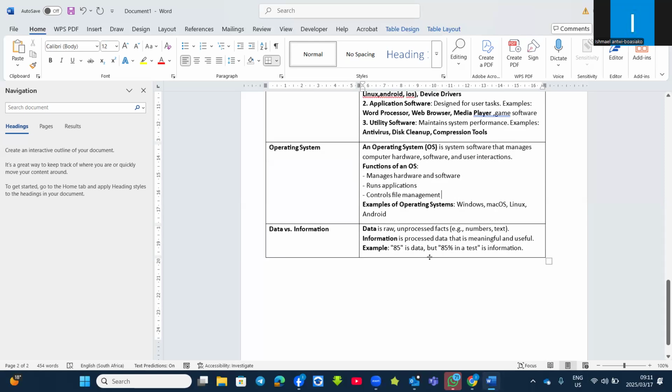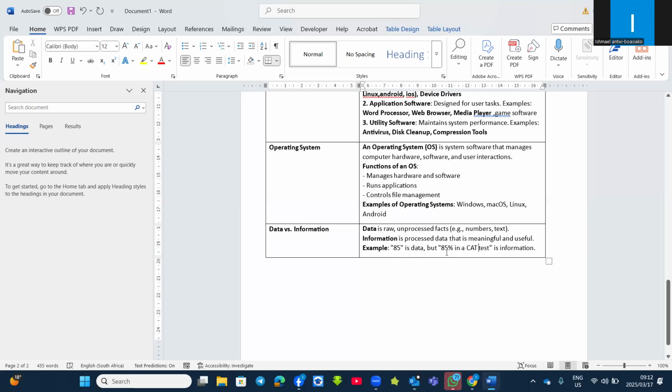Right, the last part of the topic outline for this term is the difference between data and information. We call data the raw facts like numbers and text, and then information is the processed data that is meaningful. For example, when you say 85, 85 is data, but 85% in a test, like your CAT test or math test, is information. So that's the difference between data and information.